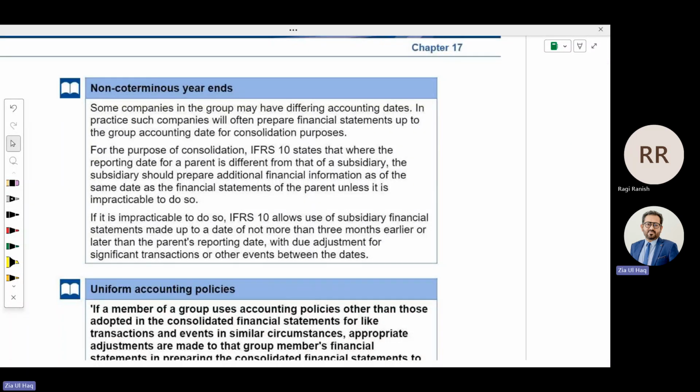Non-coterminous year ends. Non-coterminous, what does that mean? Different year end, meaning not the same. We need to consolidate subsidiary results with the parent company. And for that purpose, the subsidiary and parent company year end should be the same. But there could be some cases where the subsidiary year end is different from the parent company year end.